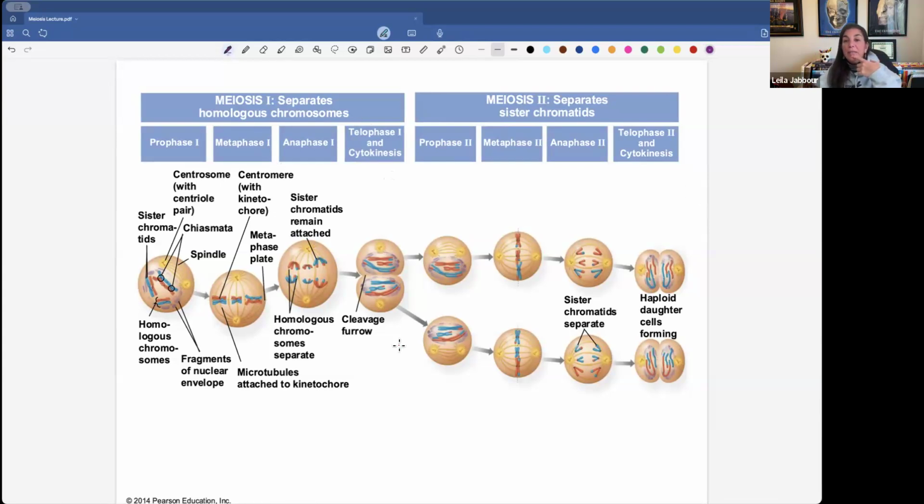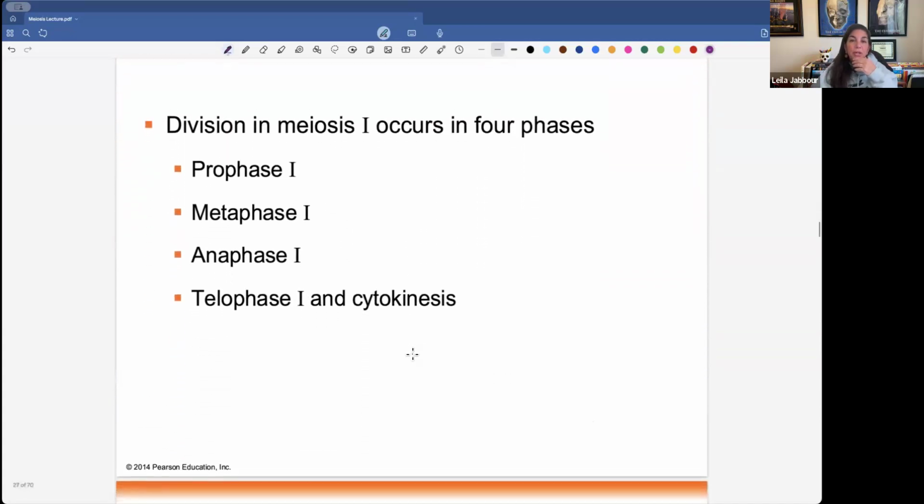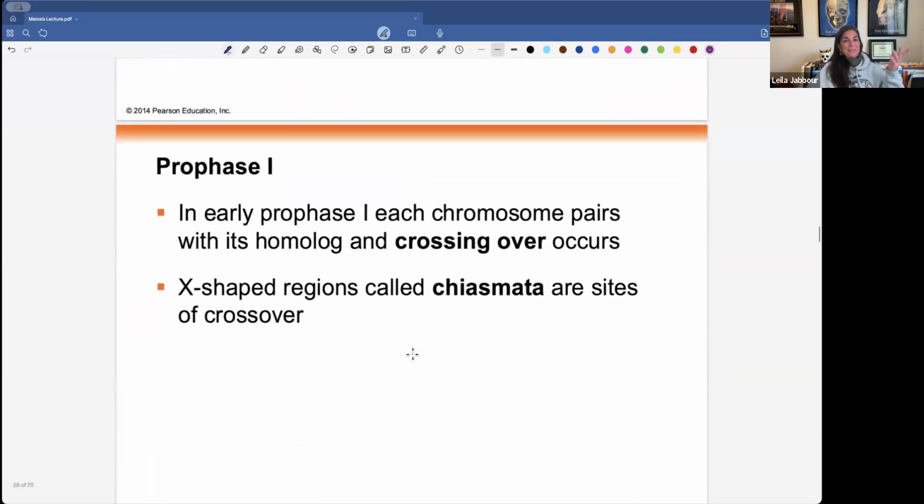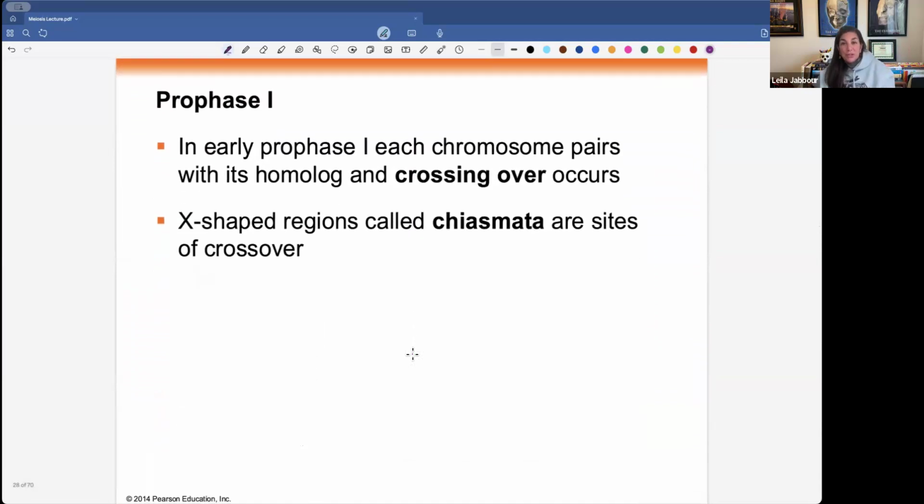So this is followed immediately by the second round of meiosis, which is very similar. Basically, telophase doesn't actually really finish for each one of these daughter cells. We enter another prophase, a new cycle, a new cell division: prophase, metaphase, anaphase, telophase. So the division in meiosis one occurs in these four phases: prophase one, metaphase one, anaphase one, telophase one, and cytokinesis. We have to talk about these phases because there's special things going on in prophase one that is not happening in mitosis. You have to know that. You have to understand that.